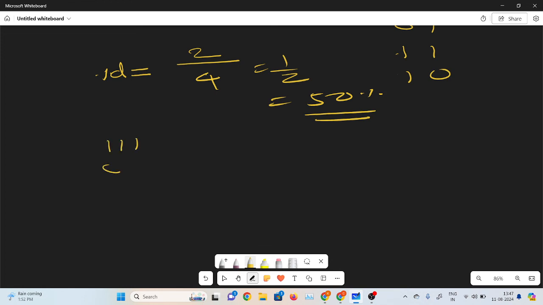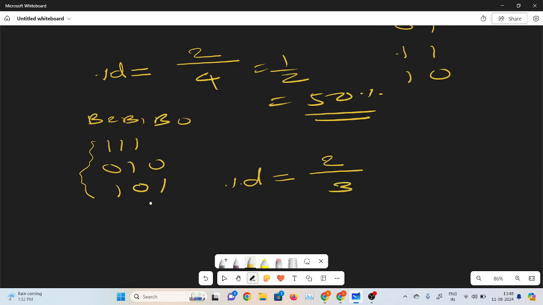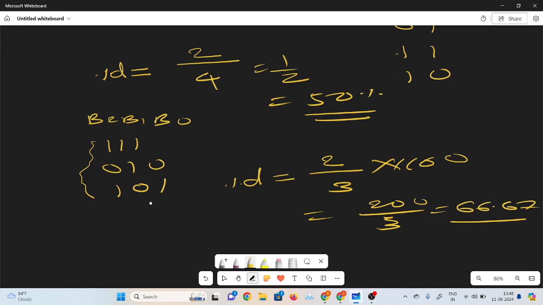Suppose the sequence is 1 1 0, 1 0 1, 0 1 0... calculate the percentage duty cycle for the MSB. This is B2, B1 and B0, so this is the MSB. The MSB is 1 two times and 0 only one time. So it is on two times, out of a total of 3 times, so 2 by 3 into 100%, which is 200 by 3, about 66.67%. So all this is the basic thing.